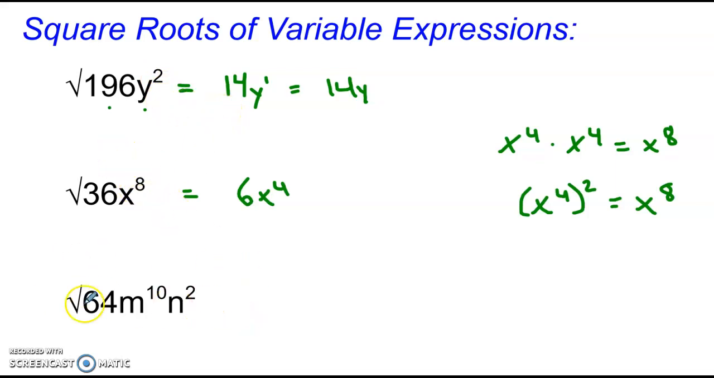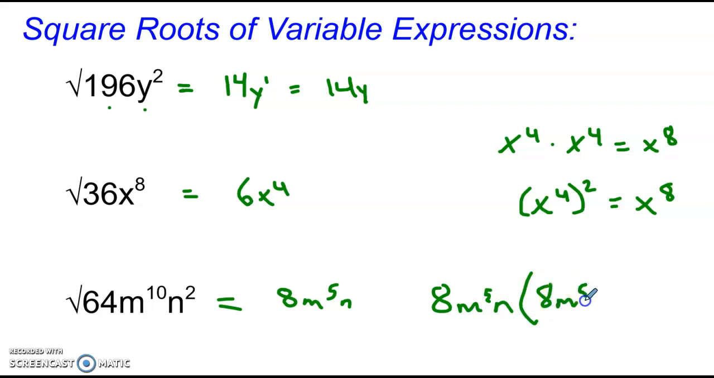So this last one here, go ahead and try this one on your own. What's root 64 m to the 10th n squared going to give us? Well, again, there's not going to be anything left inside the radical. These are all perfect squares. The square root itself is going to disappear, and that's just going to give us 8 m to the 5th n. And if you wanted to prove it, you could also just take this and square it. I could say 8m to the 5th n times 8m to the 5th n.